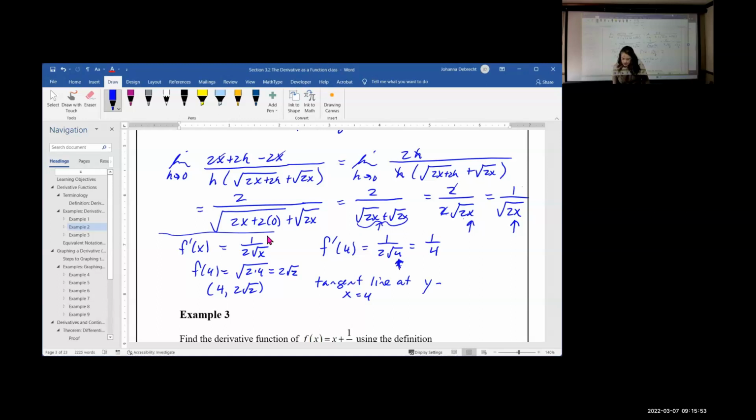So this is like a different problem, if you will. So then this gives us y minus 2 square root of 2 equal to 1/4 times x minus 4. So that would be the tangent line at x equal to 4. So you can use the formula to find the derivative at any point. If you want the derivative at 4, you just plug in 4. If you want the derivative at 2, you just plug in 2, and you can get the derivative anywhere. It's a formula.